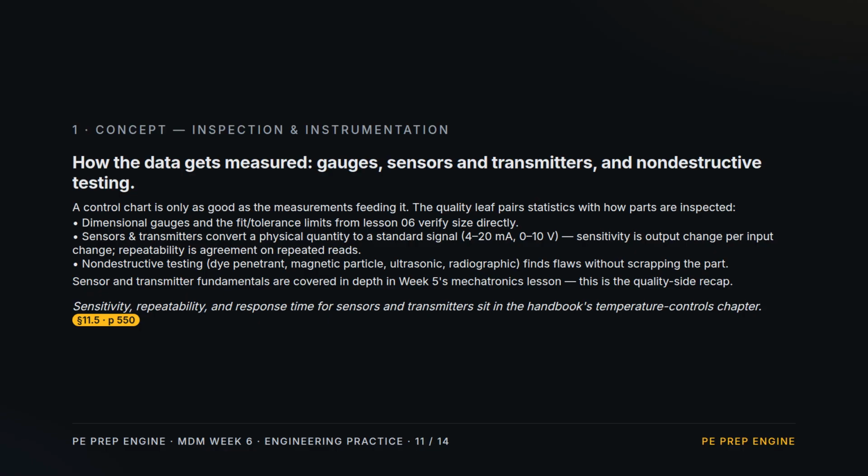Concept 7. Inspection and instrumentation. A chart is only as good as its measurements. Dimensional gauges and the fit limits from Lesson 6 check size directly. Sensors and transmitters convert a physical quantity to a standard signal. Sensitivity is output per input. Repeatability is agreement on repeats. Non-destructive testing finds flaws without scrapping the part. The sensor detail lives in Week 5's mechatronics lesson. This is the quality side recap.